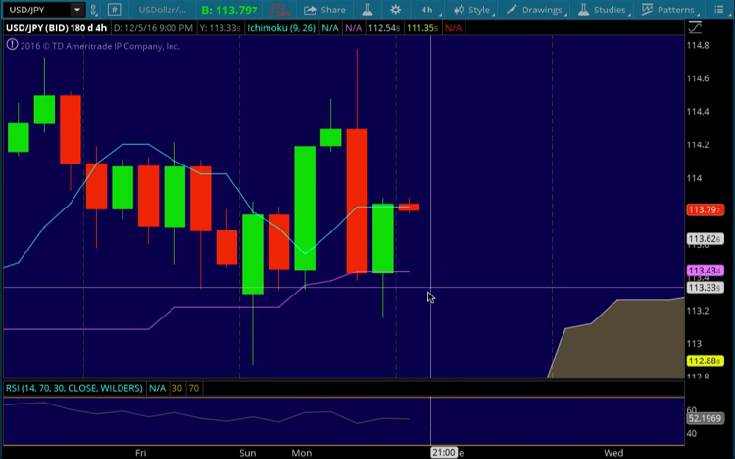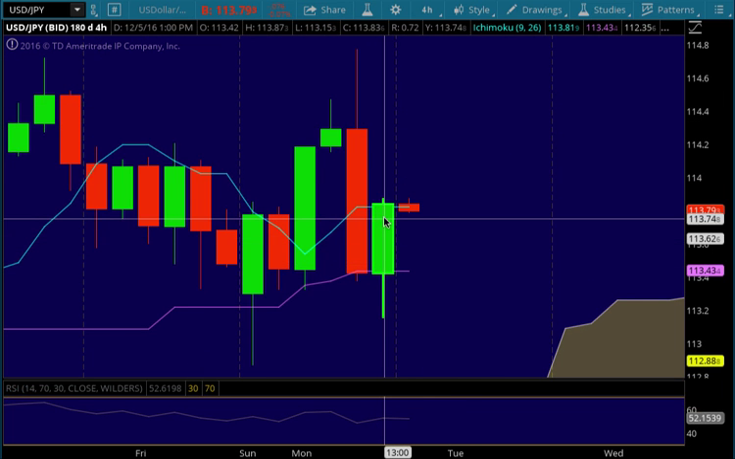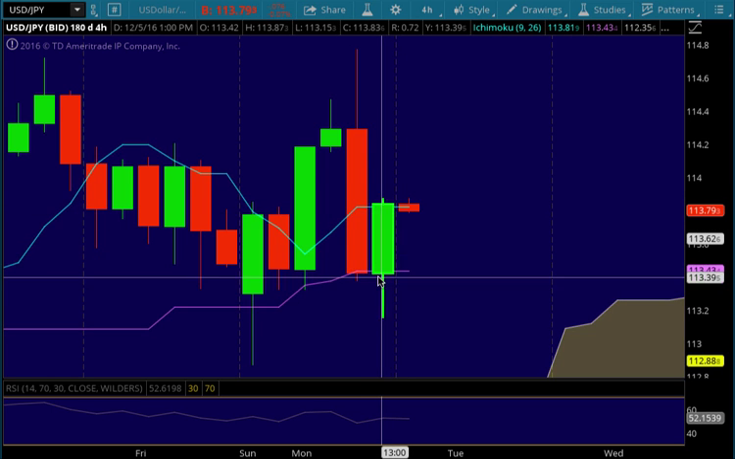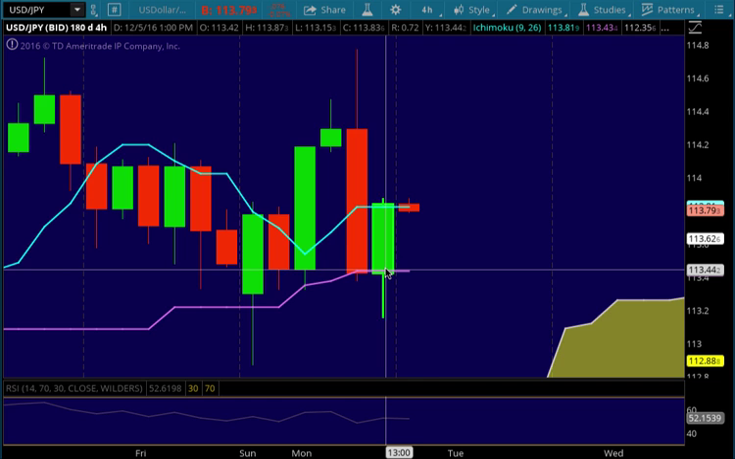Let me zoom that in. That's kind of what today's candle did, even though it closed above the Tenkan Sen and tested significantly below the Tenkan Sen. We had some volatile action this morning due to the Italy and Austrian news out of Europe.